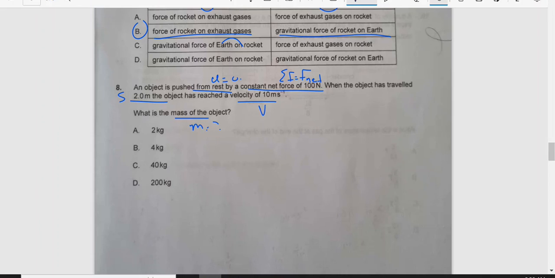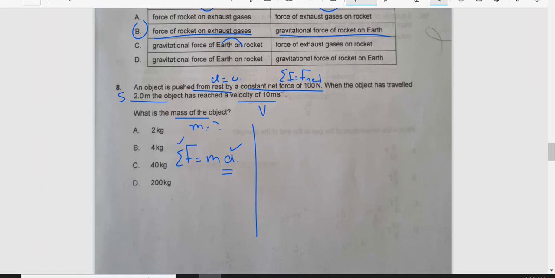This is Newton's second law. But to apply it, F net, or all the forces acting on the object, is equal to mass times acceleration. I have the forces acting on the object, but I don't have the acceleration. So the first step is to find the acceleration.